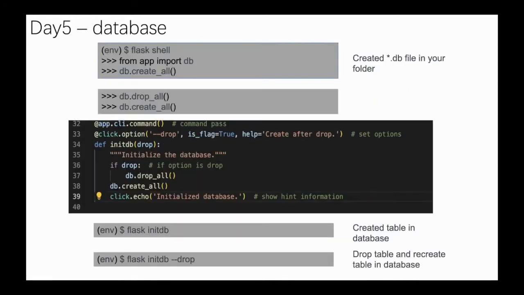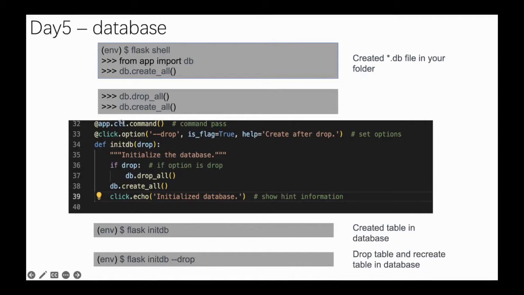Of course, at the beginning you can use the flask shell terminal command to create the table, for example, from app import db and db.create_all(). It will create a db file in your folder, and also you can drop the file you have just created, and then create it again.